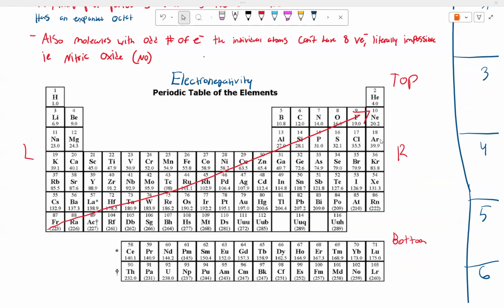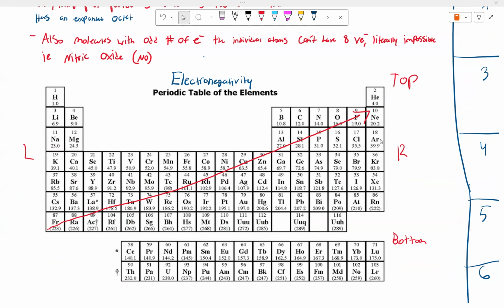The exceptions to the octet rule that I just explained are considered incomplete octets, so they don't require 8 electrons. It's more 6 in boron's case and 2 for the other exceptions that I stated. And like I was saying, anything past period 3, so argon and greater, including the d orbital over here, those are exceptions. They can have an expanded octet. So essentially that means that they can have more than 8 valence electrons. And for the transition metals over here, it depends on their oxidation state.